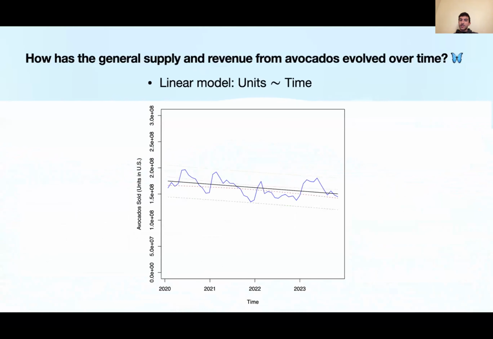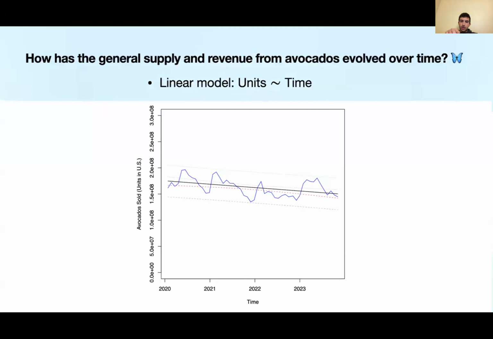Next, I wanted to know how the general supply and revenue from avocados has evolved over time. This is the number of avocados sold in the entirety of the US from 2020 to 2023. This is a simple linear regression model where time is the predictor, and the units is going to be the response variable.